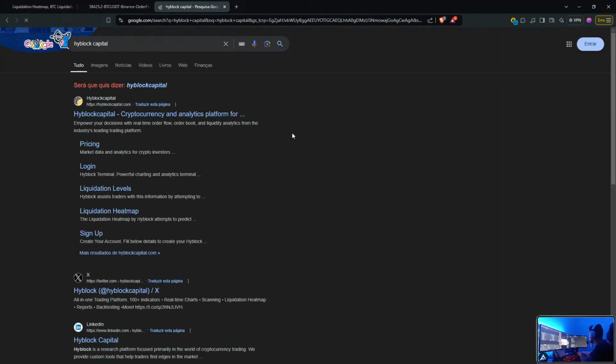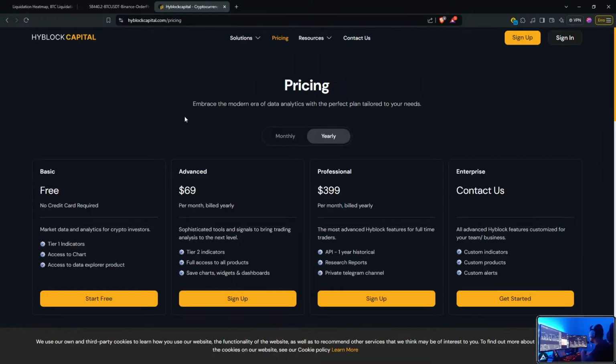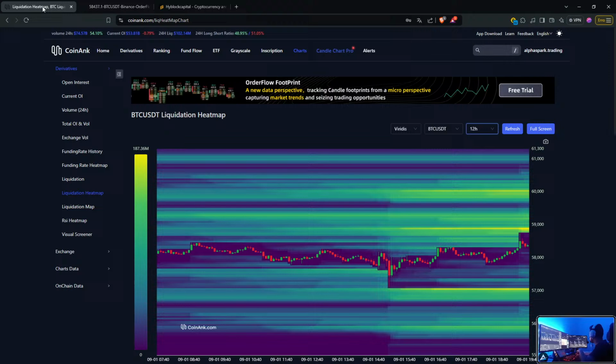Let me see the pricing. It's quite an expensive tool, and granted, it shows up more stuff than what I'm about to show you, but it's $69 a month, and one of the most used things on HyBlock is exactly this: the ability to see where you have the biggest liquidation levels.